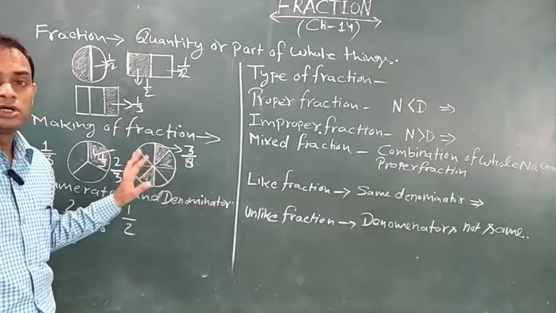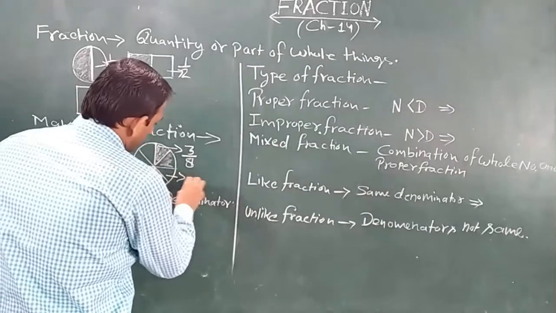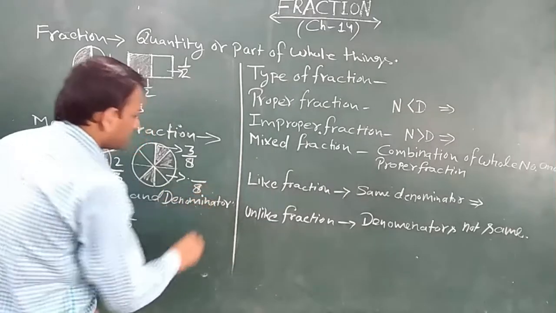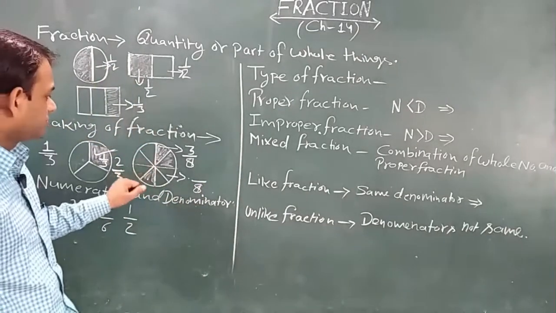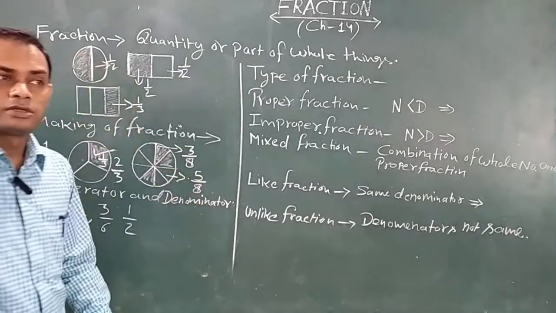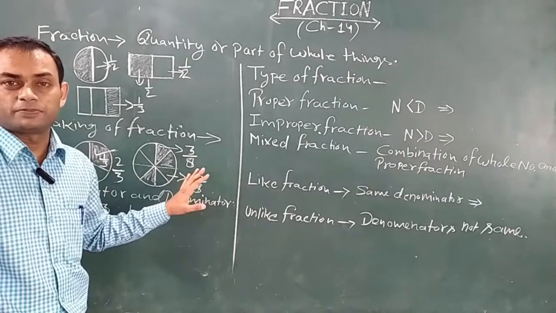Now if we have to write the fraction of the unshaded part, how many total parts are there? 8. We will write it below the line. And how many unshaded parts are there? 1, 2, 3, 4, 5. It will be written above the line. So in this way we write the fraction of the shaded and unshaded part.